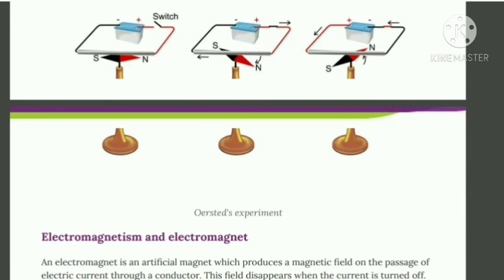Hello students, we are seeing magnetic field lines. About magnetic field lines, no two field lines are found to cross each other. If they did, it would mean that at that point of intersection, the compass needle would point toward two directions, which is not possible. Here we have seen that in this experiment.